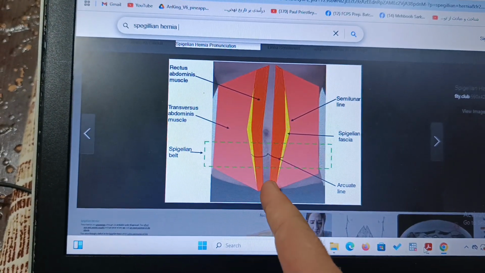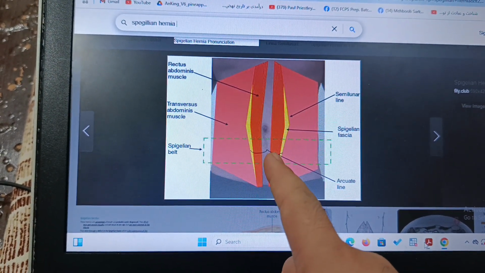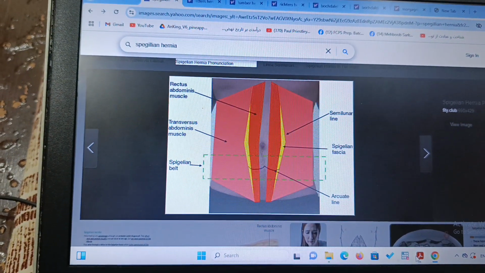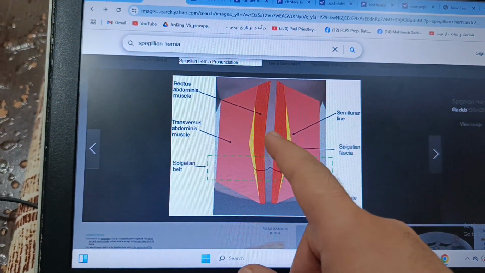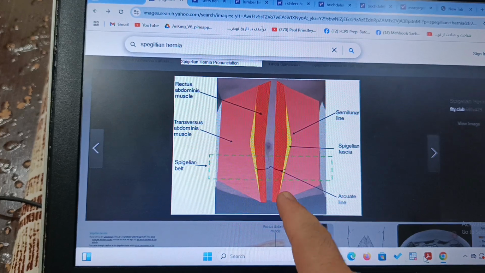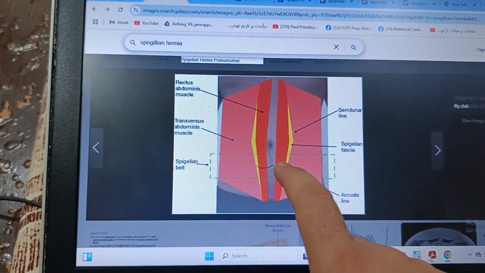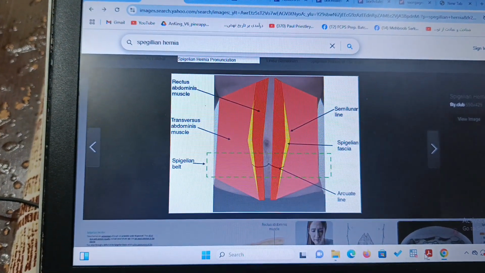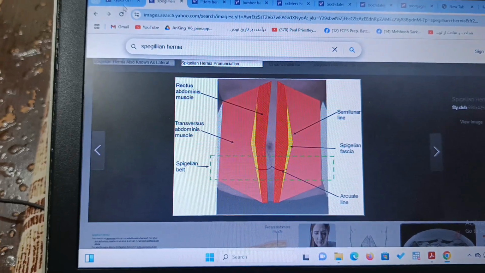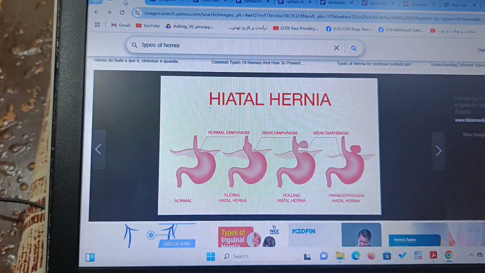It is also, we can say, lateral to the rectus and along the semilunar line. This is the semilunar line. Along the semilunar line, lateral to the rectus, a hernia from the Spigelian fascia is called a Spigelian hernia. So, you will study the details.